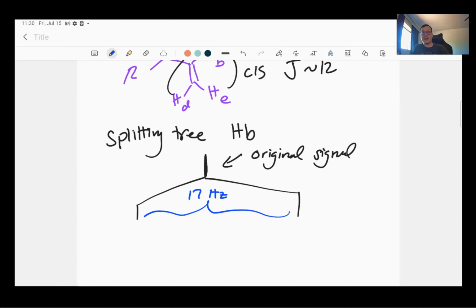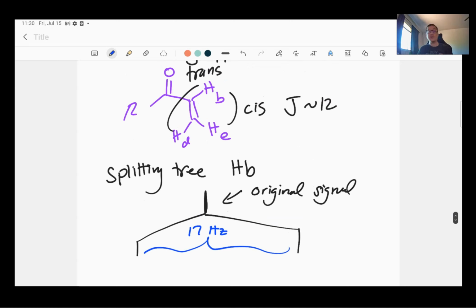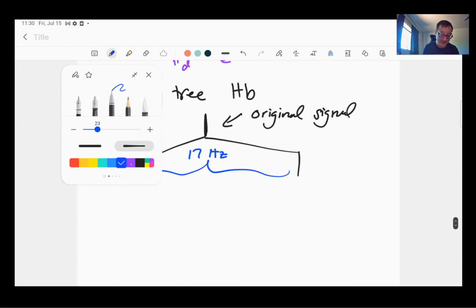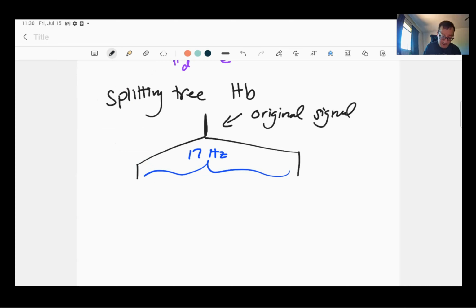All right, so if that were it, this would be a doublet. But we have another splitting to do. We always want to do the biggest splitting first and then go smaller and smaller. So our next splitting, the other neighboring hydrogen that HB sees is HE. And HE has a J value of about 12 or so. So we're going to have to split each of these peaks now by about 12. It's not to scale, of course, but we would expect it to be a little bit less than the 17.